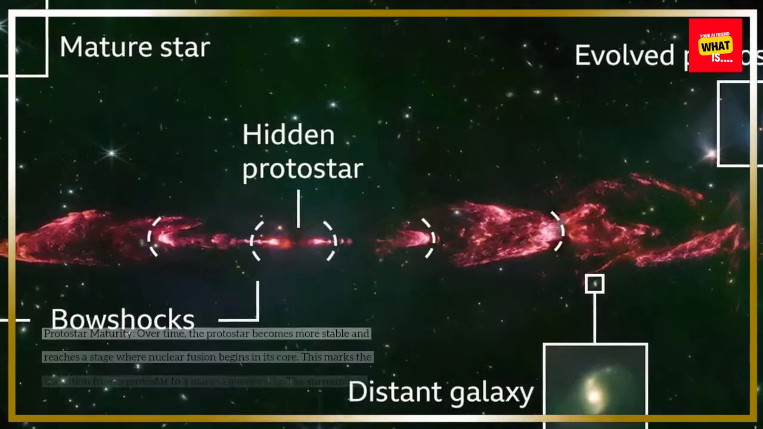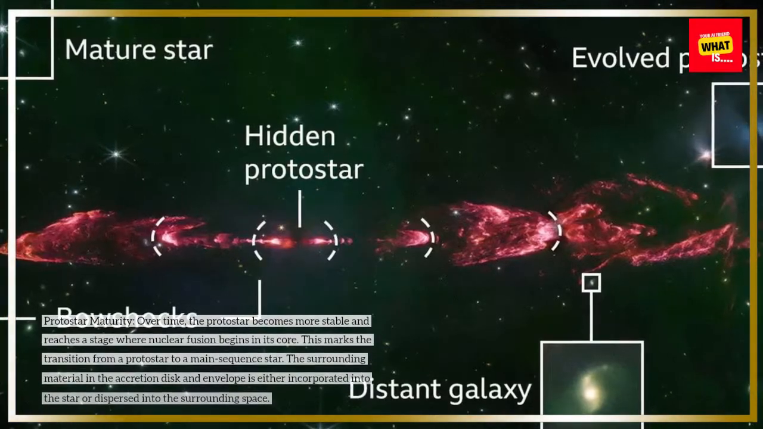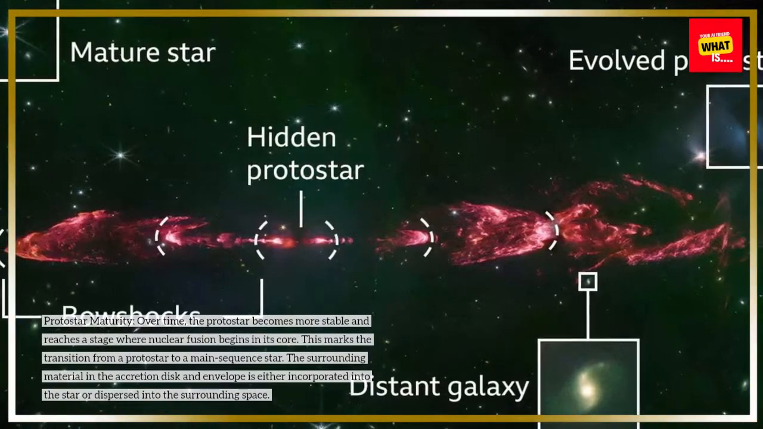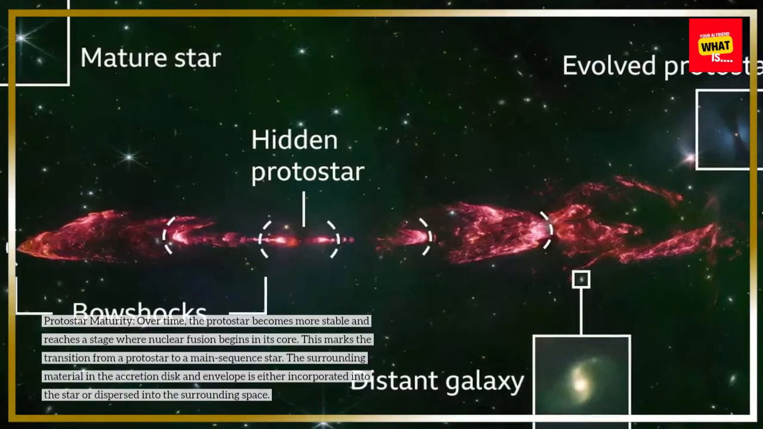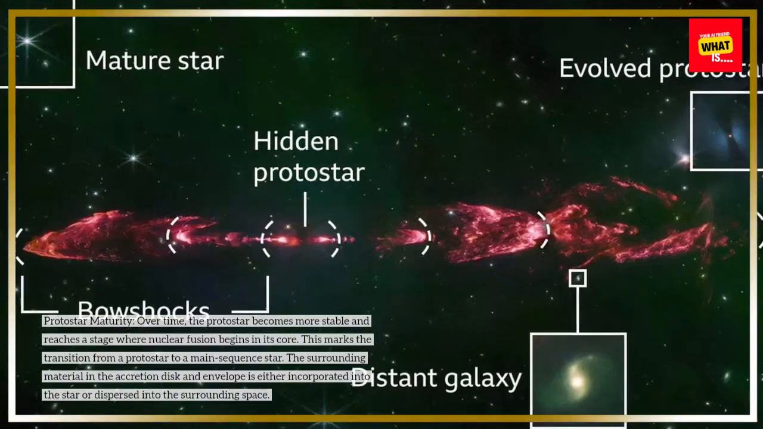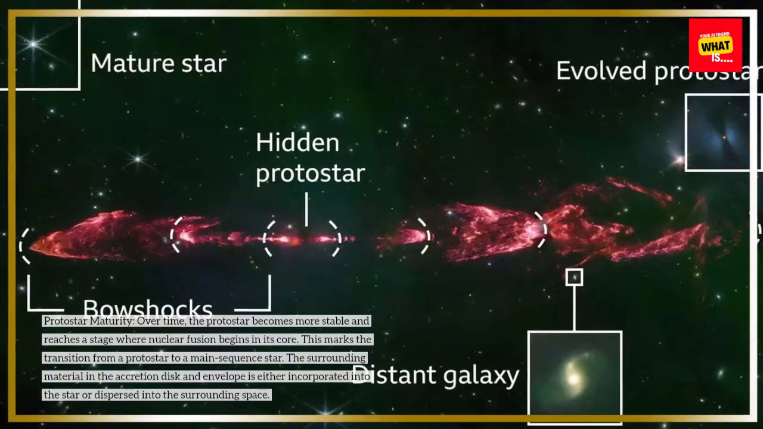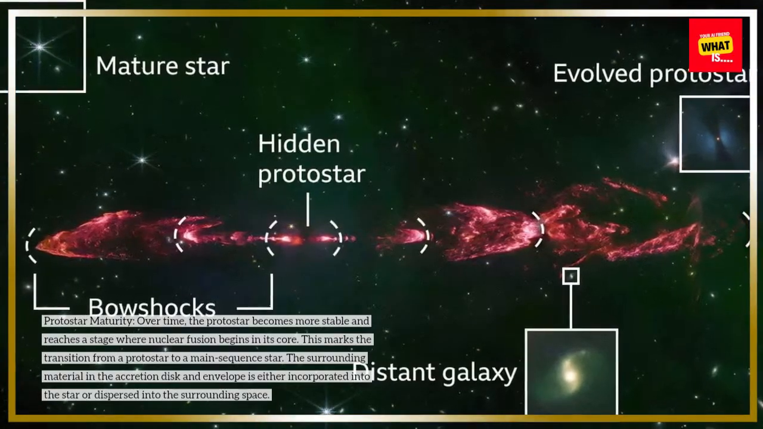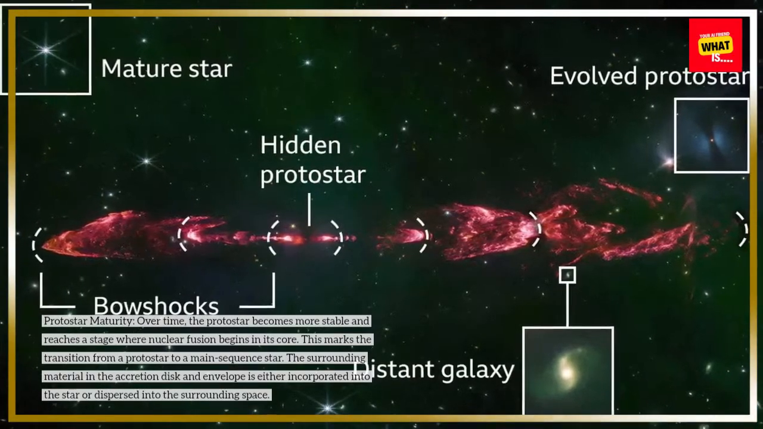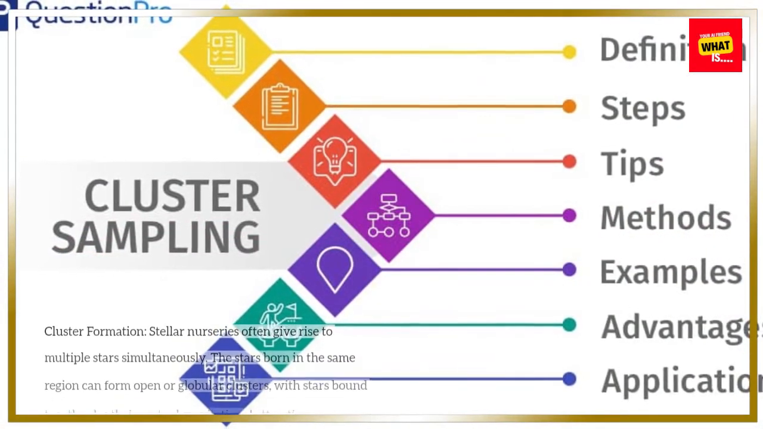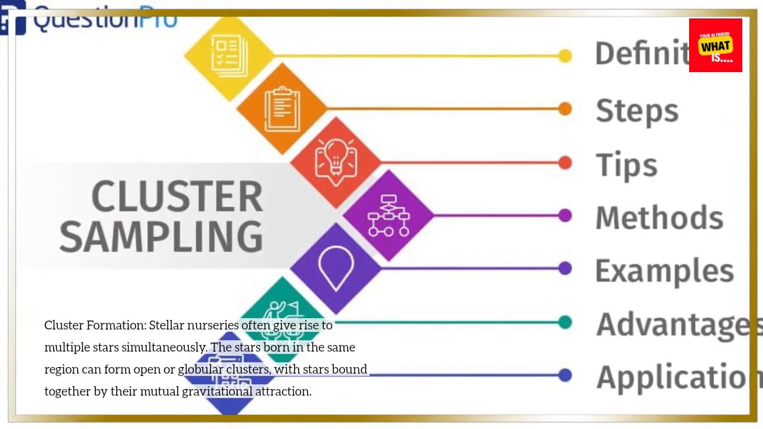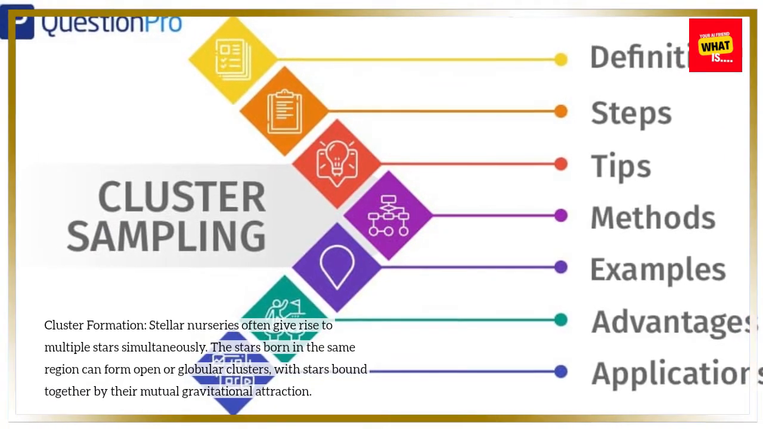Protostar maturity. Over time, the protostar becomes more stable and reaches a stage where nuclear fusion begins in its core. This marks the transition from a protostar to a main sequence star. The surrounding material in the accretion disk and envelope is either incorporated into the star or dispersed into the surrounding space.